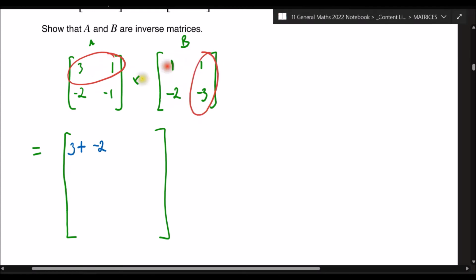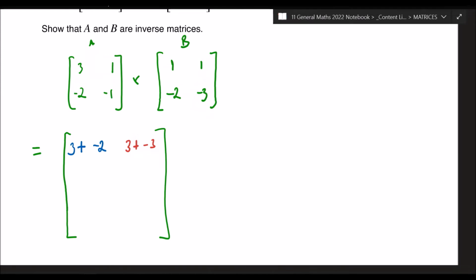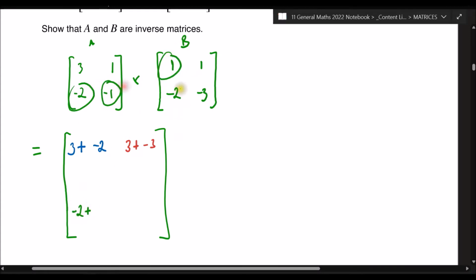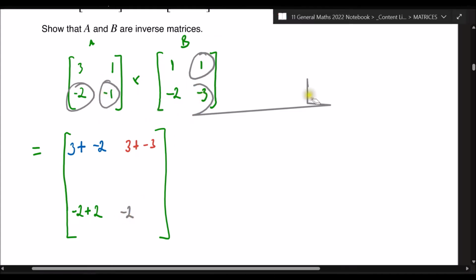So this row by this column: 3 times 1 is also 3, plus 1 times -3 is -3. That's that. Next one, this bottom row by this first column: -2 times 1 is -2, plus -1 times -2 gives you a positive 2. And the last one, this row and this column: -2 times 1 gives you -2, and -1 times -3 gives you positive 3.